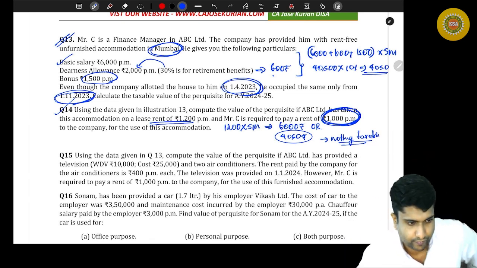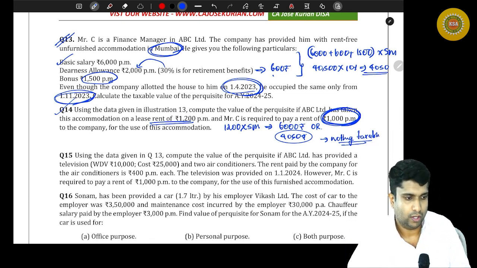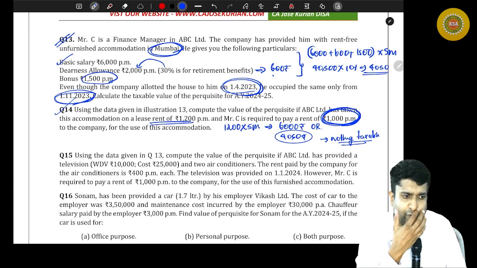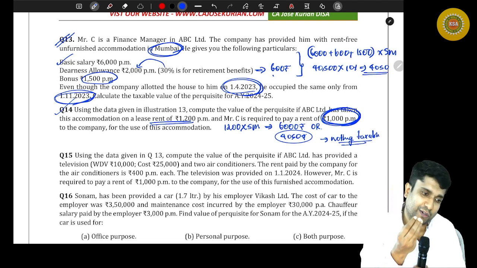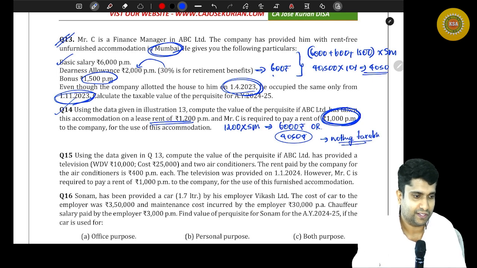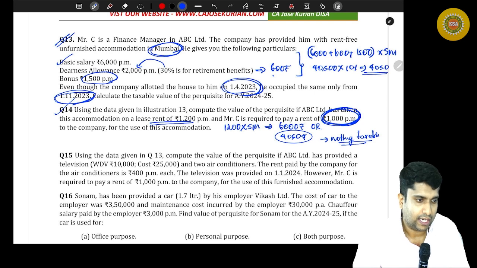In the exam, if the question does not specify whether to follow the old or new law, you have to follow it mandatorily, depending upon the date. Whether the examiner tells you to follow or not, you have to follow, depending upon the date.